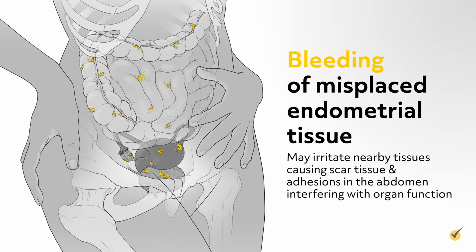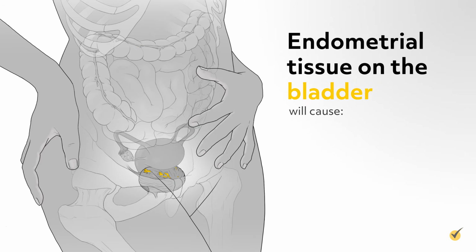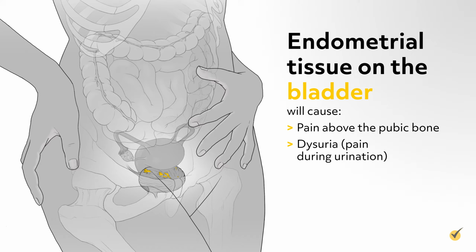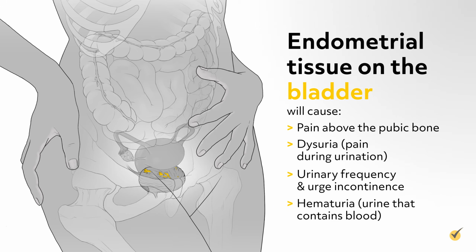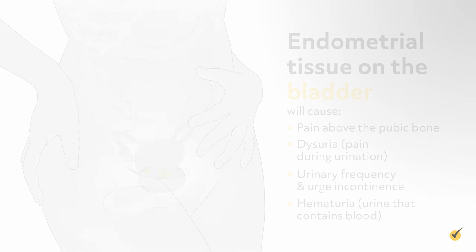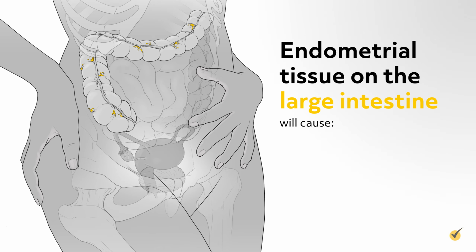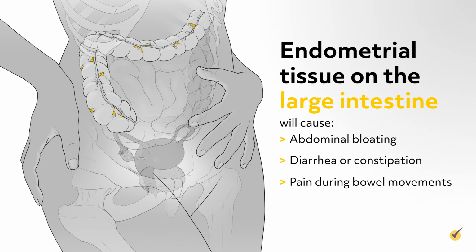Often, if the endometrial tissue is located on the bladder, it will cause pain above the pubic bone, dysuria, or pain during urination, urinary frequency and urge incontinence, and hematuria, or urine that contains blood. When endometrial tissue is implanted on the large intestine, it causes abdominal bloating, diarrhea or constipation, pain during bowel movements, or rectal bleeding during menses.